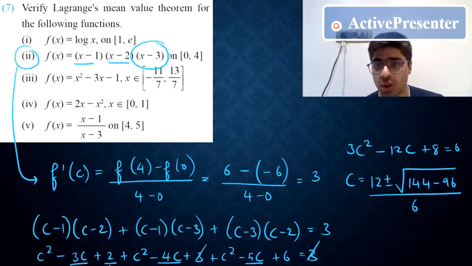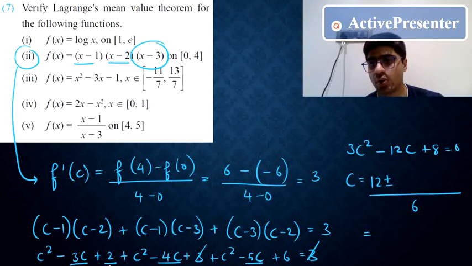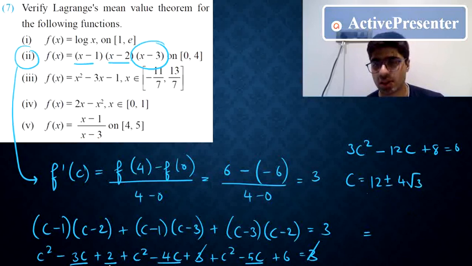The whole divided by 2 into 3, which is equal to 6. 144 minus 96, that will be 48. 48 is 16 into 3, and root over 16 into 3 will be 4 root 3. Divide the entire equation by 6.